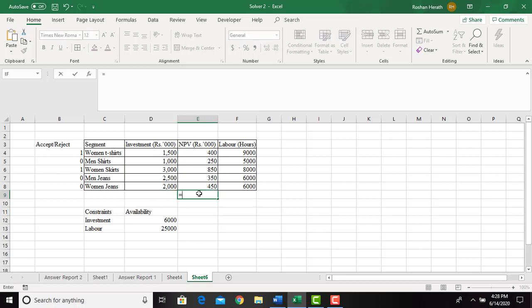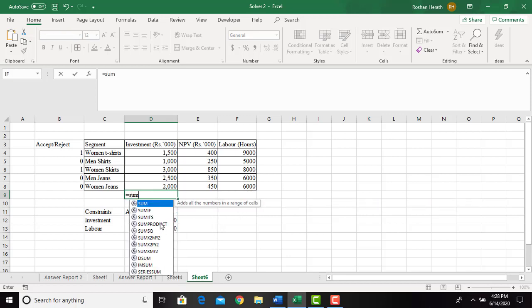Again, you can do the calculations for all of them. What is the investment of the projects that you accept? What are the NPVs of the projects that you accept? And what is the labor hours of the projects that you accept? So then we may take some product.